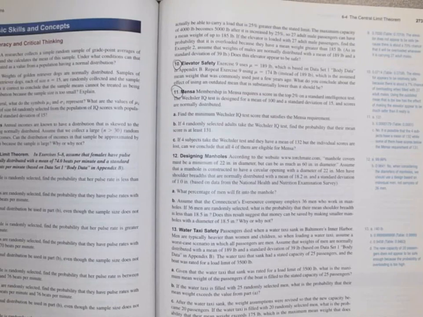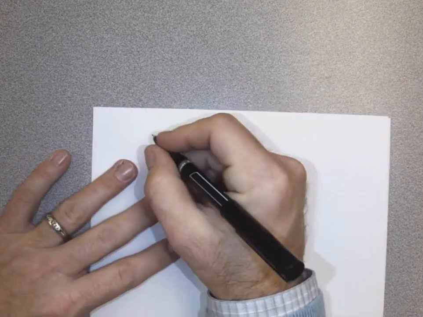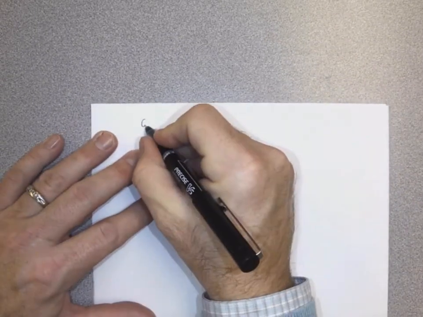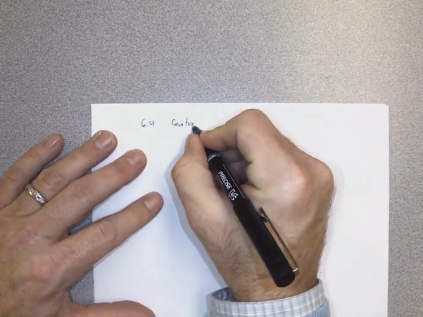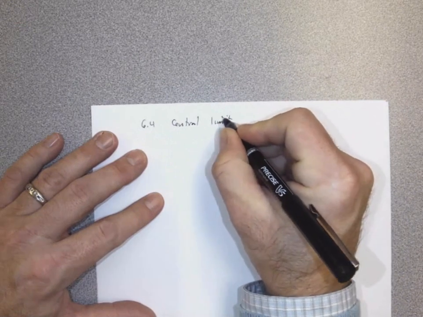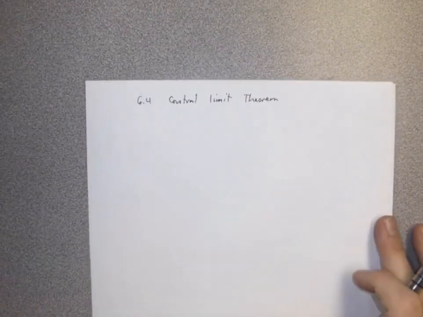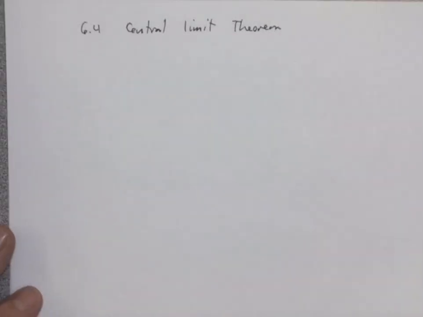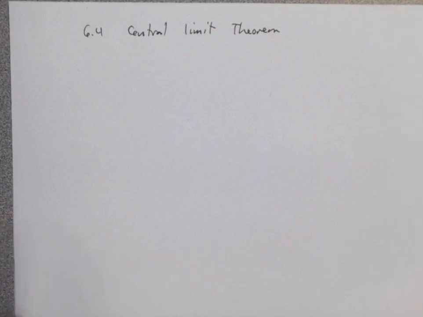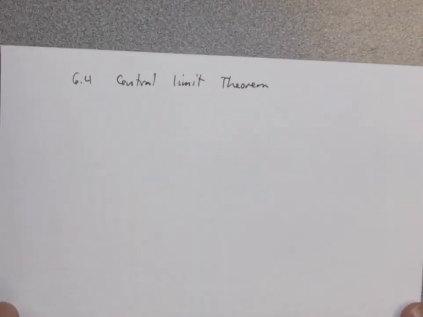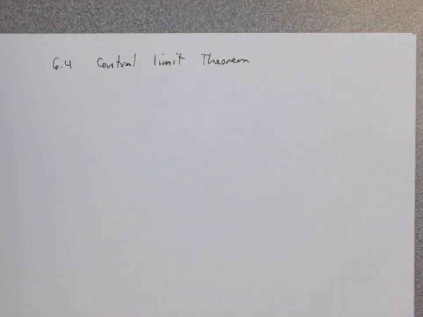All right, so 6.4, which is the central limit theorem. 6.4, the central limit theorem, which allows us to find probabilities of means. And we know from the previous section its distribution is normal, and the mean of the means is equal to the mean. So the mean of the sample means is equal to the mean of the population.